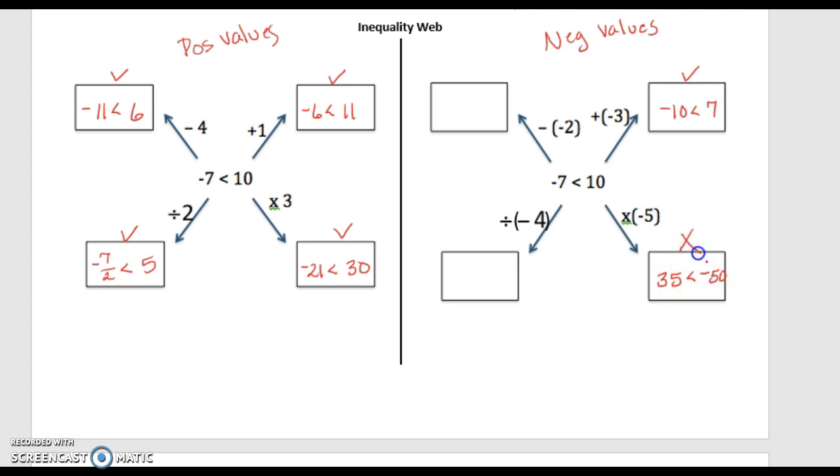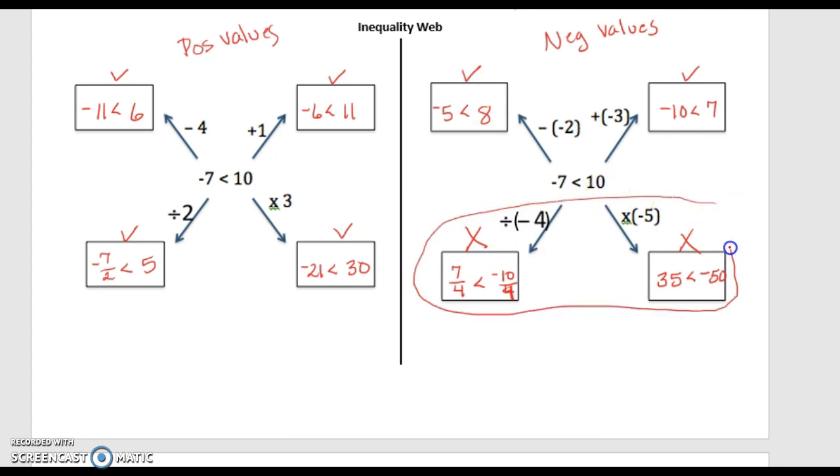That is not correct. And then if we divide here, we get 7/4 is less than negative 10/4. Again, a positive number has always got to be greater than a negative number, so that's not correct. And then if I subtract a negative 2, that's going to give me negative 5 is less than 8, and that is correct. So we see that the only time that we have something that is not true is when we multiply or divide by a negative result.